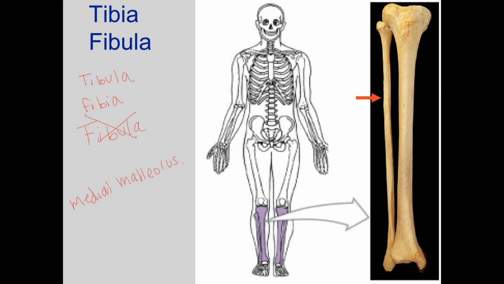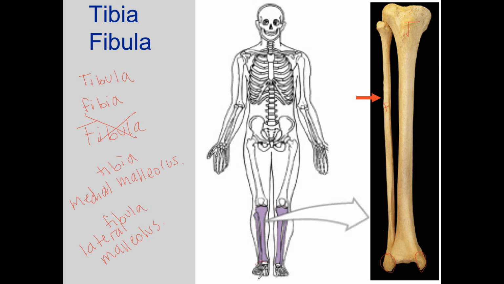Your fibula is much skinnier, which means it tends to break more often than the tibia, so you can think fibula equals fragile. That's a good way to distinguish the two of them. And this is a long, spindly bone, and it culminates in another malleolus, and that one is the lateral malleolus. So tibia has medial malleolus, fibula has lateral malleolus. So that's the tibia and the fibula.